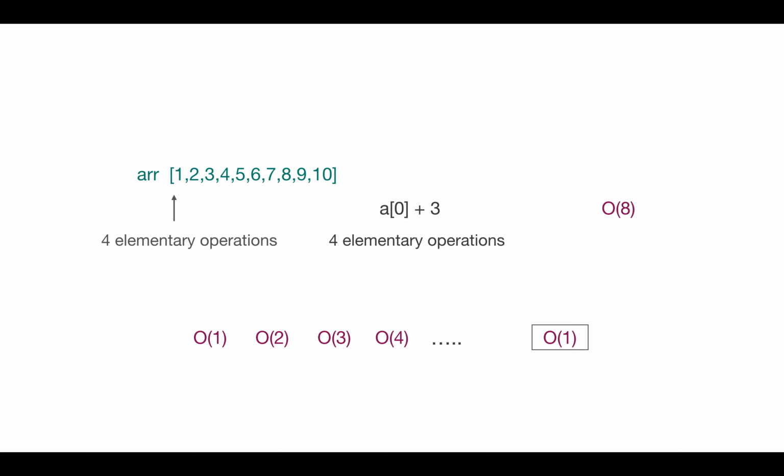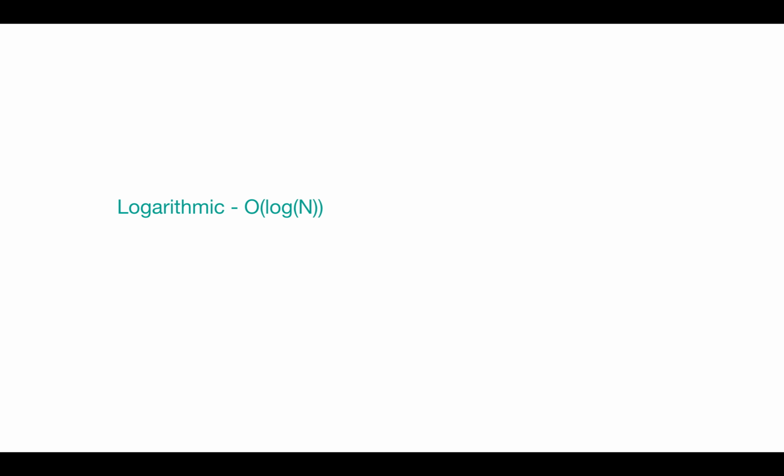Next is logarithmic complexity. Logarithmic, or log n, complexity is also very powerful. However, the best one is constant time complexity, because constant time complexity does not vary if input changes or increases. Logarithmic complexity is also good because it does not increase as fast as the input increases.